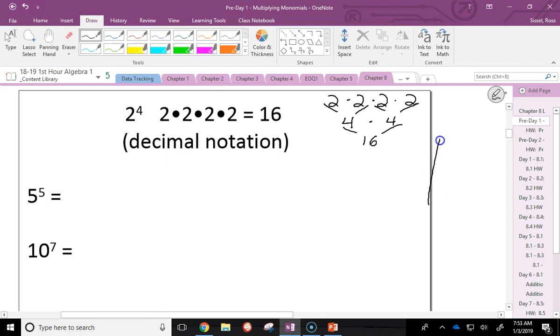So we're going to go ahead and do the next one. The next one is 5 to the 5th power, which we will write out as 5 times 5 times 5 times 5 times 5. So go ahead, solve for this one, whichever method you're going to use, and then we'll compare. I'm going to do my method up here.